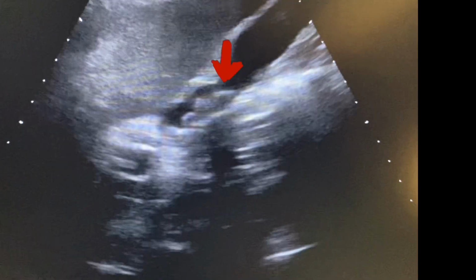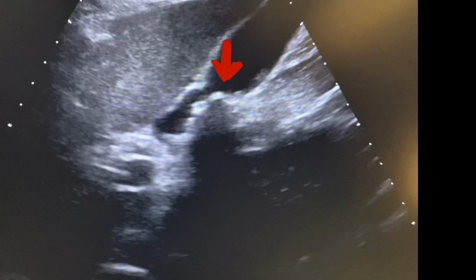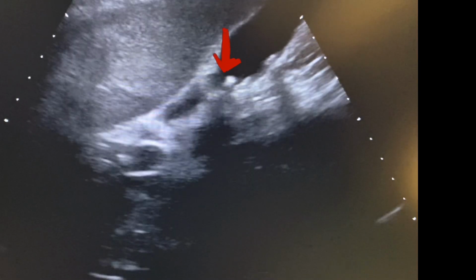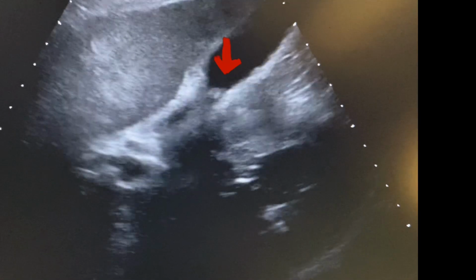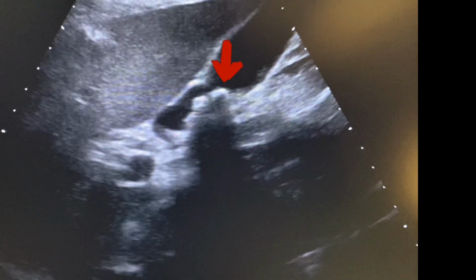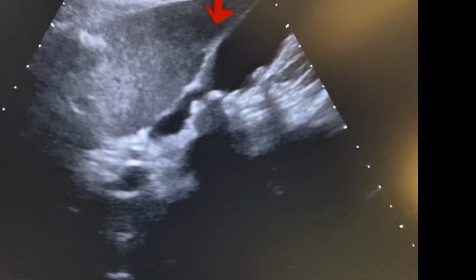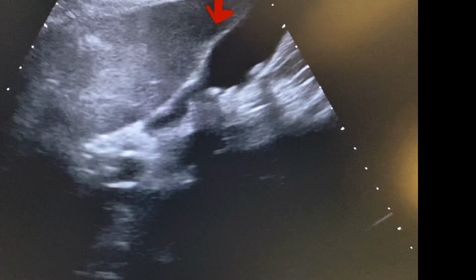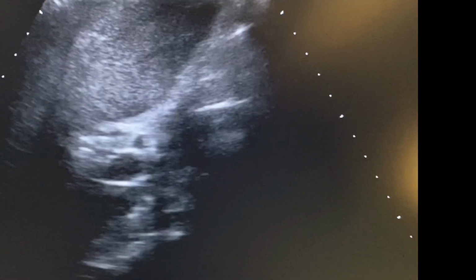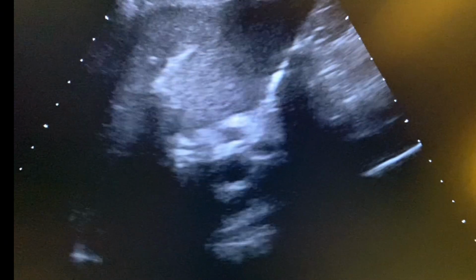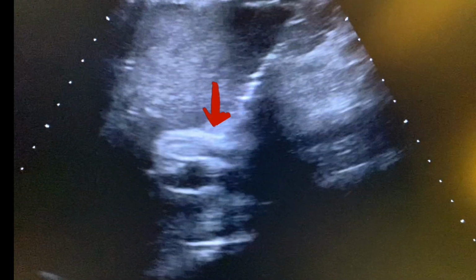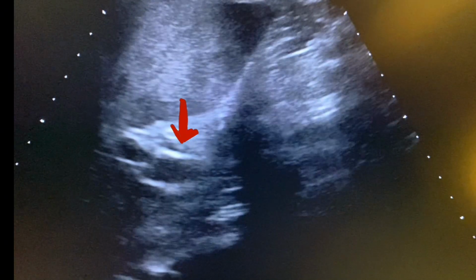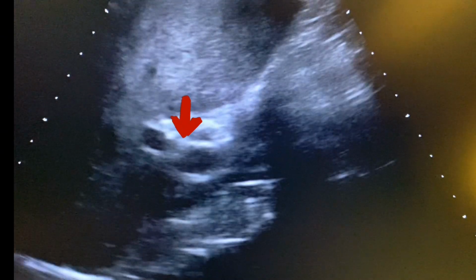Now we also see that in gallbladder there is multiple small calculi. The walls of gallbladder are approximately normal as it is contracted. CBD is also normal. This is portal vein and this is CBD.